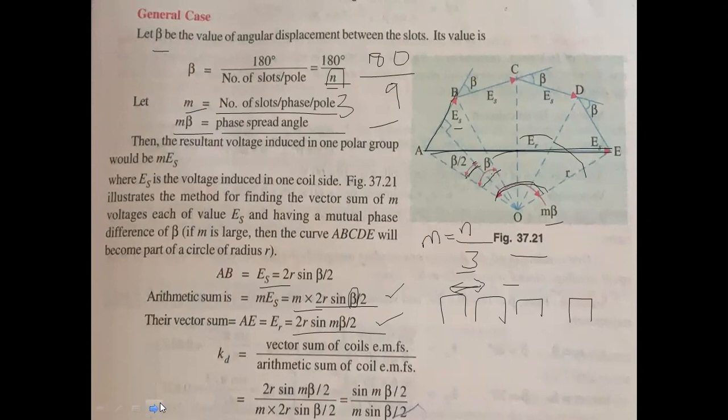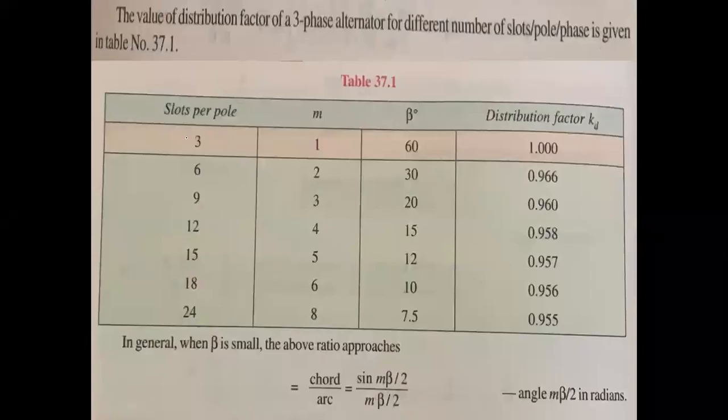Now the various values of the distribution factor of a three-phase alternator, for different numbers of slots per pole per phase, I am showing in the form of a table. Here, slots per pole is n. M is 1, 3 by 3, n by 3. That is equal to m.